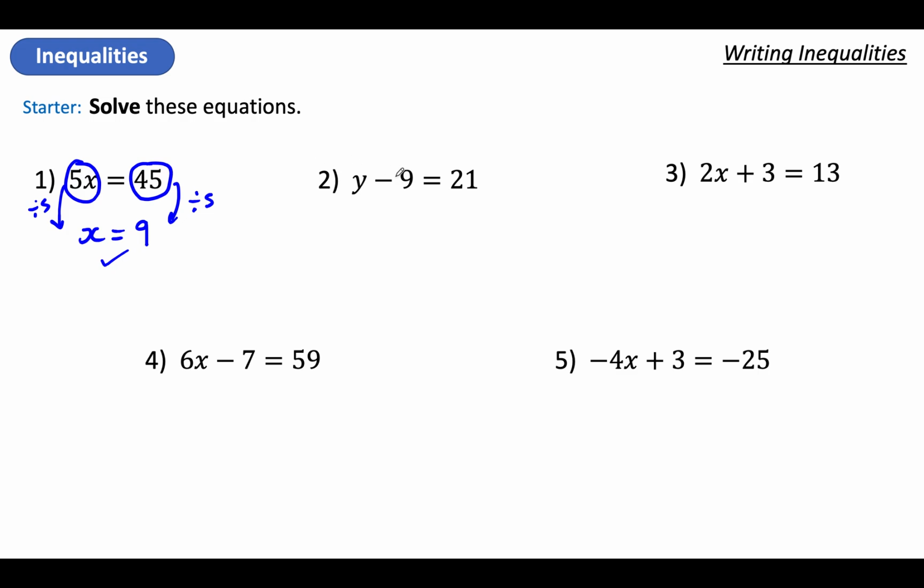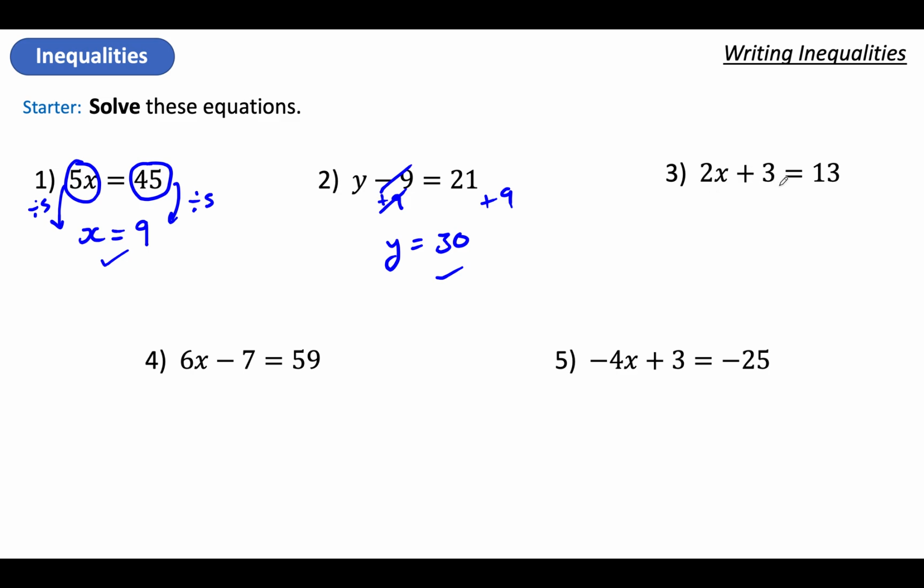Okay, y take away 9 equals 21. Well, if I want to know what y is, I'm going to need to add 9, because 9 take away 9 is nothing. It sort of cancels out and just leaves y on its own. But of course, I must do that to both sides of my equal sign to find out that y equals 30.